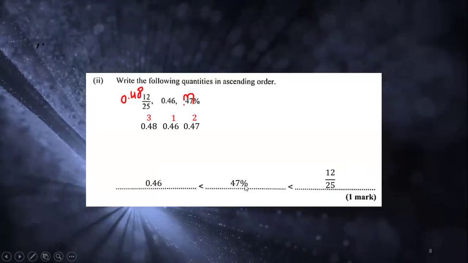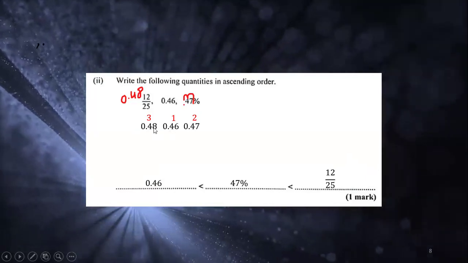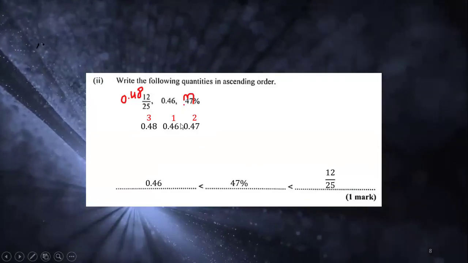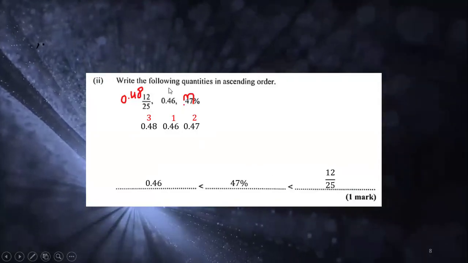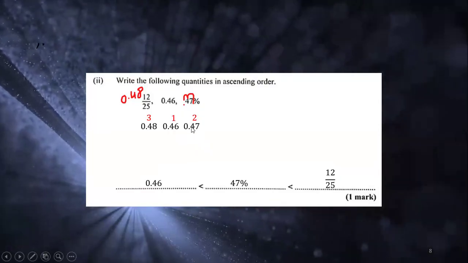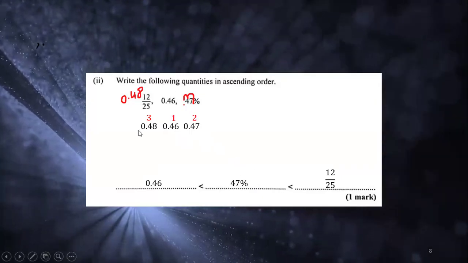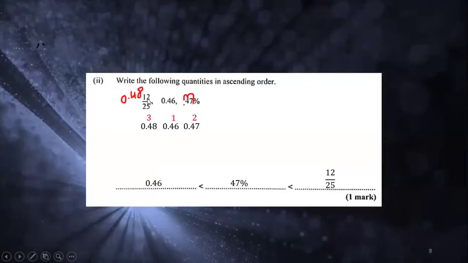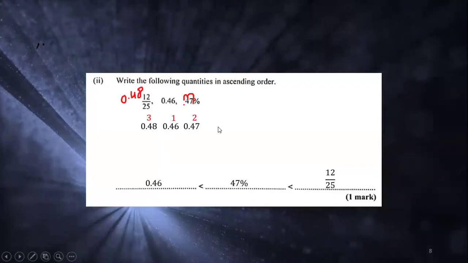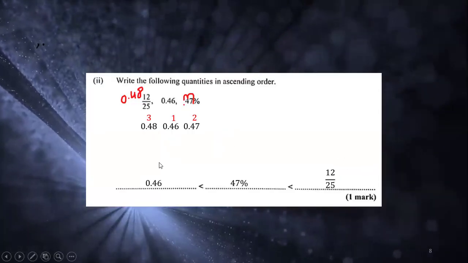This is an important point as well. When you're answering the question, after you have them in decimal, don't write these decimals back here. Put back whatever represented them originally in the original question. So since the second one is 47%, not 0.47, put 47% here, and the 0.48 was related to the 12 over 25. So put back the exact numbers that they wanted in this ascending order to begin with. Right? So that's good exam practice and good exam protocol.